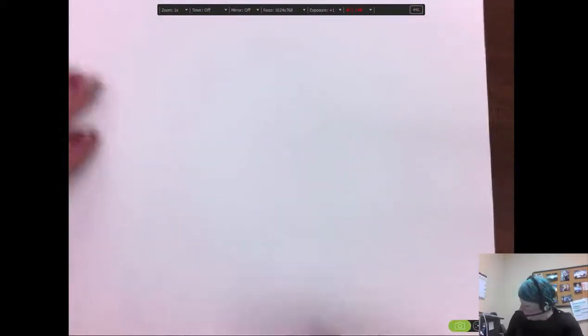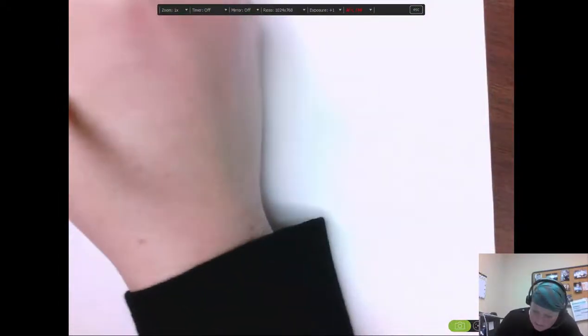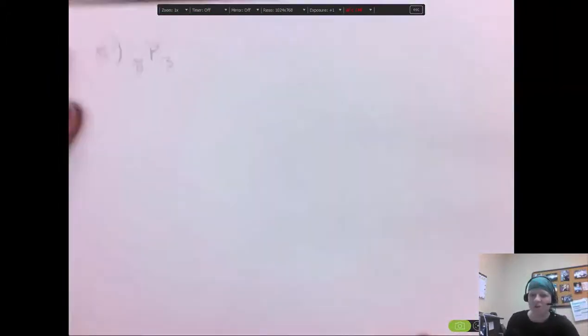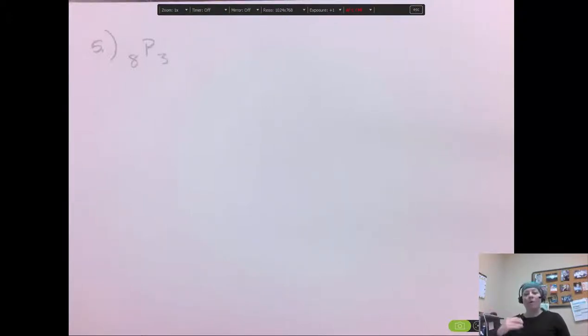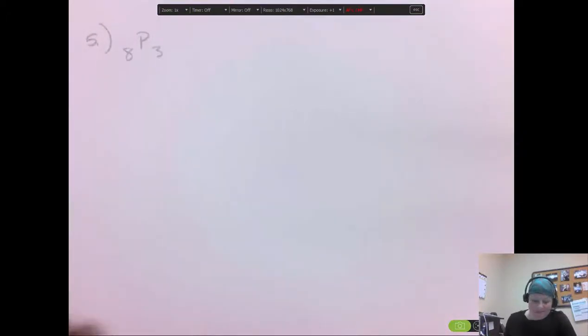Let's do another one. What if I just wrote it as 8 permutation, choose 3? So I only want to choose 3. I have 8 items, but I only want to choose 3 from that. So it could be an example of 8 people, and I want to choose a president, vice president kind of thing. Order matters, because I want a president, a vice president, maybe a secretary or something. So order still matters for the permutations, and that's an example of what you'd see.